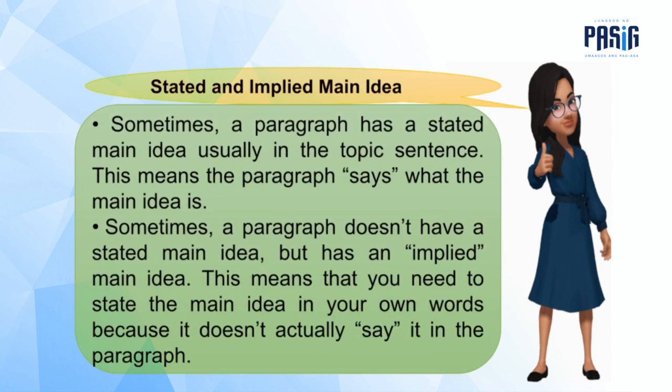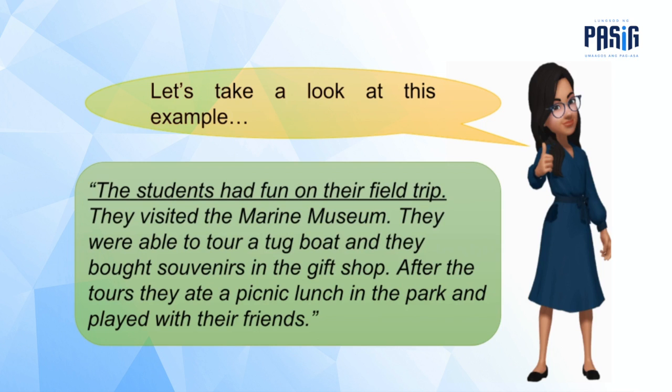Stated and implied main idea. Sometimes, a paragraph has a stated main idea, usually in the topic sentence. This means the paragraph says what the main idea is. Sometimes, a paragraph doesn't have a stated main idea, but has an implied main idea. This means that you need to state the main idea in your own words because it doesn't actually say it in the paragraph. Let's take a look at 2 examples.